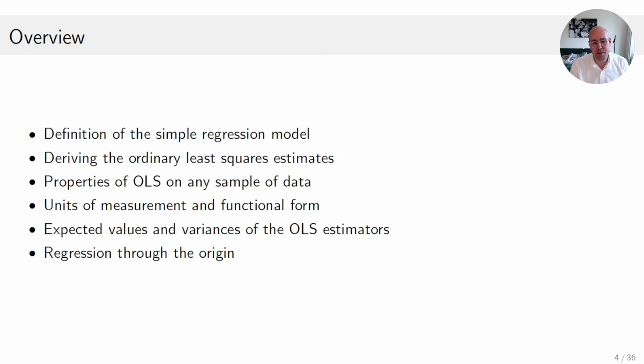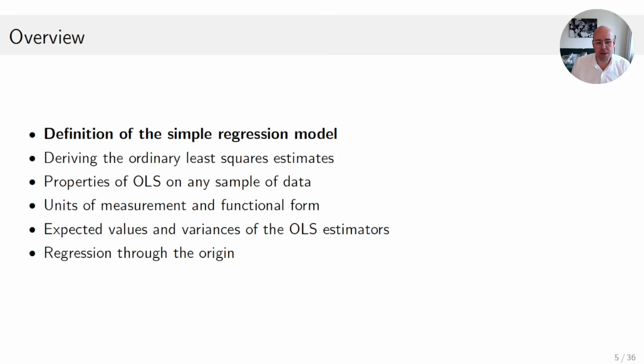These are the steps or the parts of this presentation here. So I'm going to first define the simple regression model, then I'm going to derive the OLS or ordinary least squares estimator, then I'm going to talk about properties of ordinary least squares on any sample of data, then I'm going to talk about units of measurement and functional form, and the last 2 points are expected values and variances of the OLS estimators. What is that actually? How can an estimator have an expected value and variance? We're going to talk about that. And the final topic is regression through the origin.